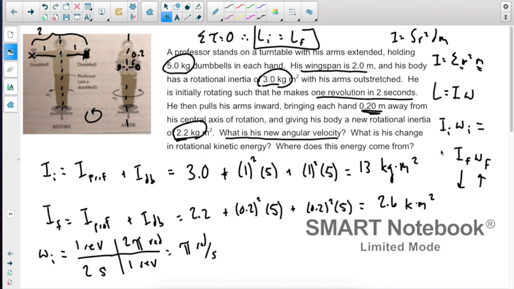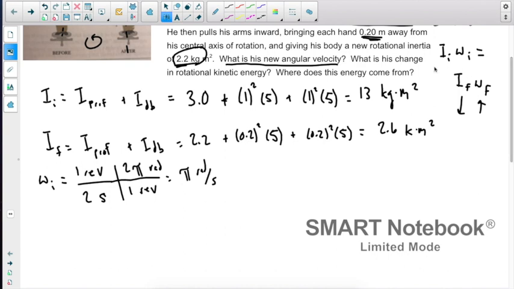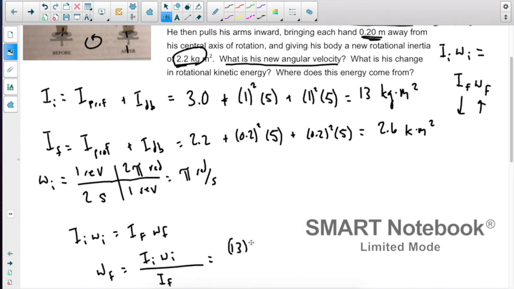All right, just like that. And now I have everything I need to solve this problem. I can just plug and chug into this equation. I like to rearrange the equation first. So here's my conservation of angular momentum equation. I can divide both sides by I_F, and I can see that my final angular velocity is going to be his initial rotational inertia times his initial angular velocity divided by final rotational inertia, just like that. So it's going to be 13 times pi divided by 2.6, some simple algebra there.